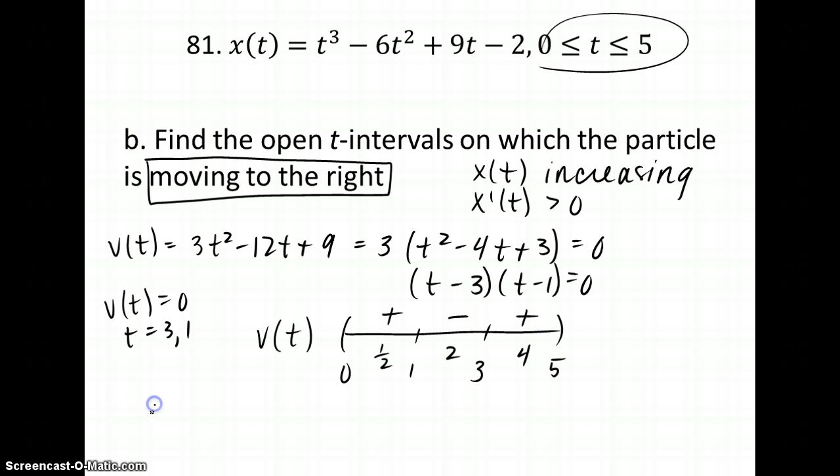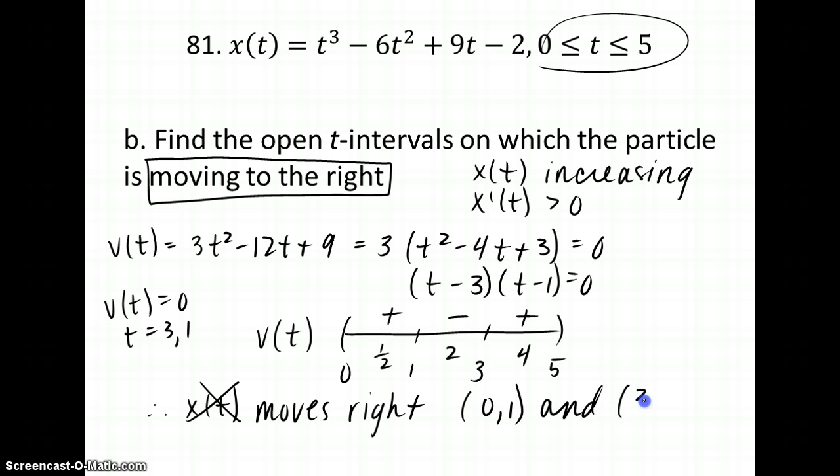So to answer the question, the particle moves to the right on the intervals from 0 to 1 and 3 to 5. And why is that? Because the velocity is positive on those intervals.